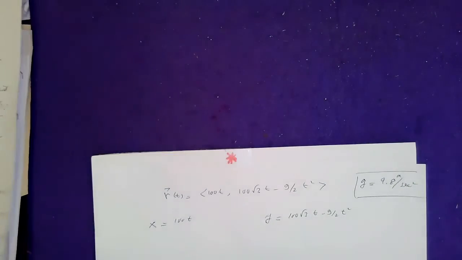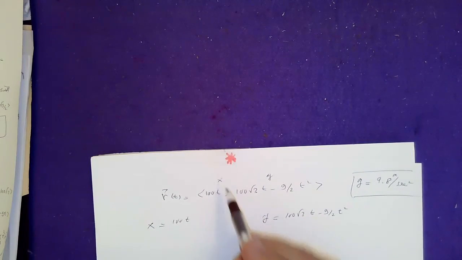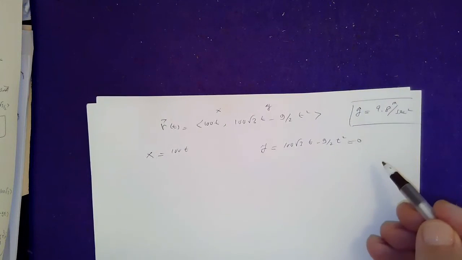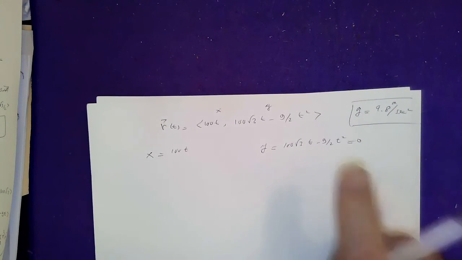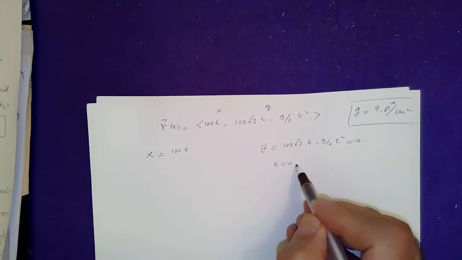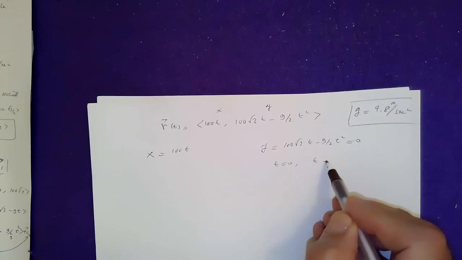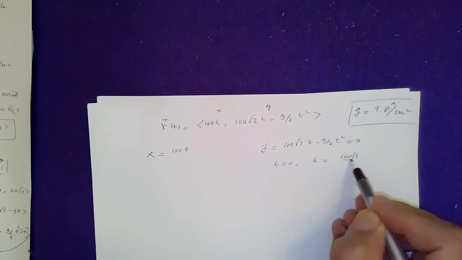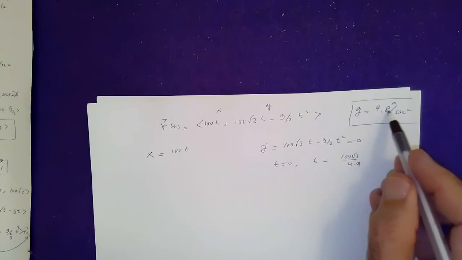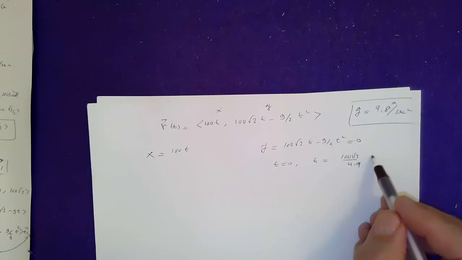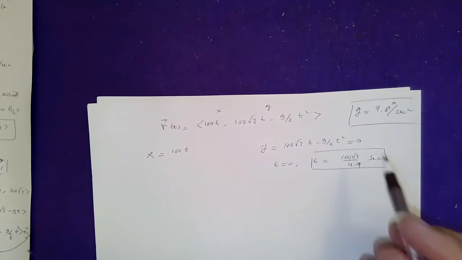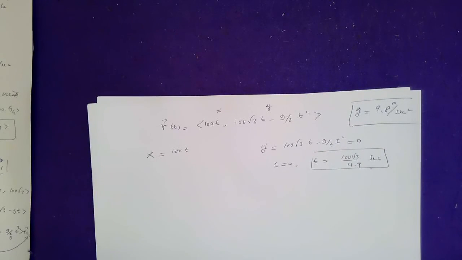Okay, in my position vector, this is my y, that's my x. X is called the range. So I need to set this equal to 0 because when the mass hits the ground, there is no height, and solve for t. Either t is equal to 0 or t is equal to 100√3 over 4.9, because g, 9.8, divided by 2 is 4.9 seconds. So it took this many seconds for the mass to hit the ground.